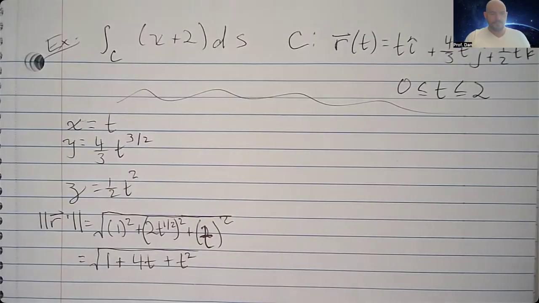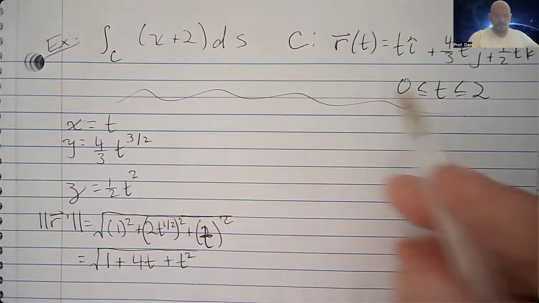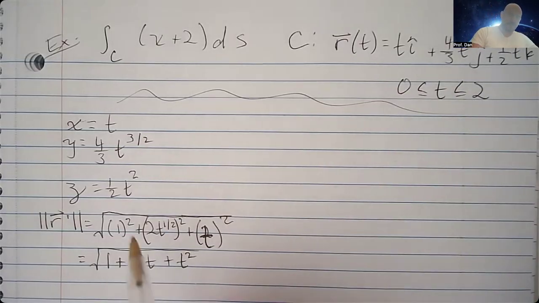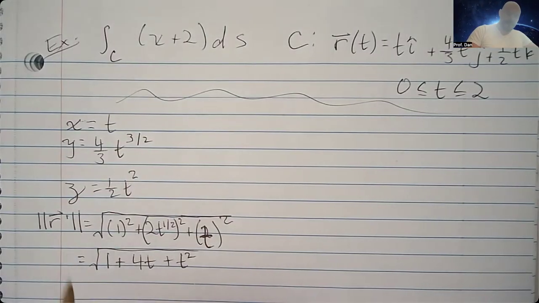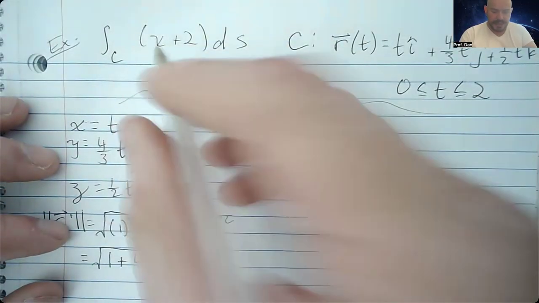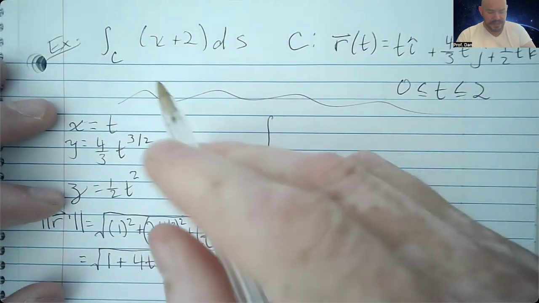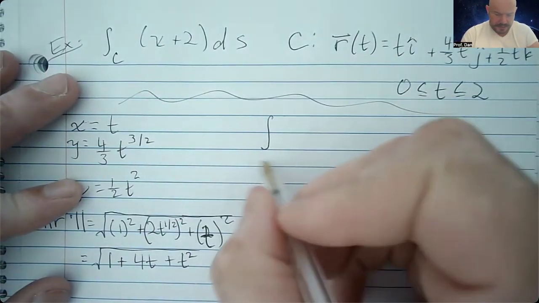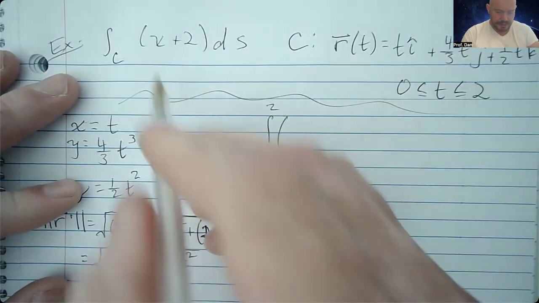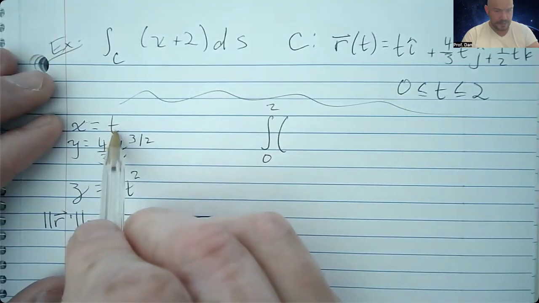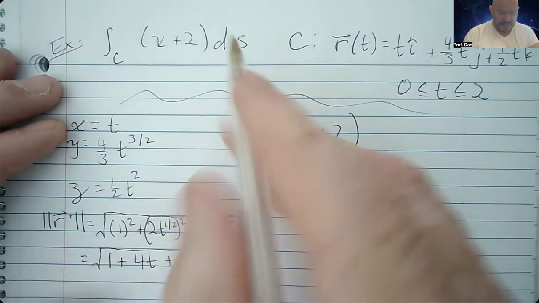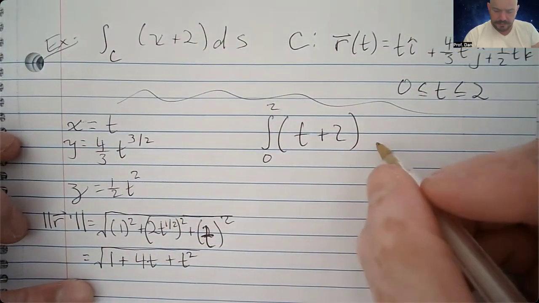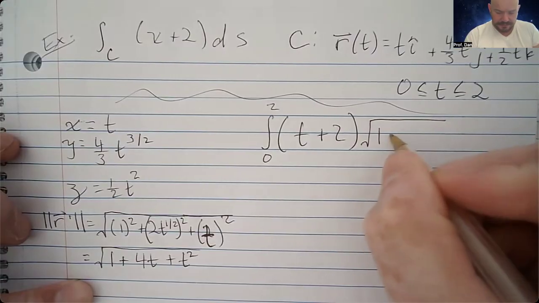So next, we have our bounds, we have our parametric equations, and we have our magnitude of r prime. So I can write my path integral now as just a regular definite integral. So we know t is going to go from 0 to 2. I know that I replace x with its parametric equation, so t plus 2. And I know I can replace ds with the magnitude of r prime dt.